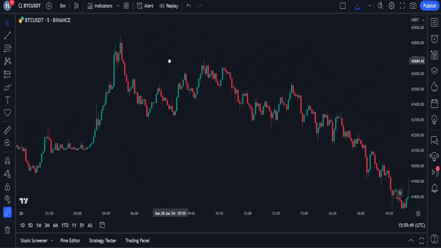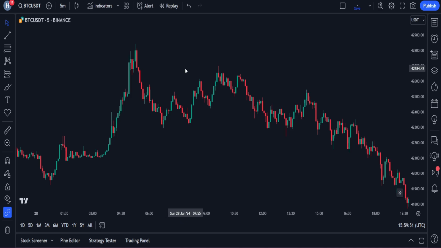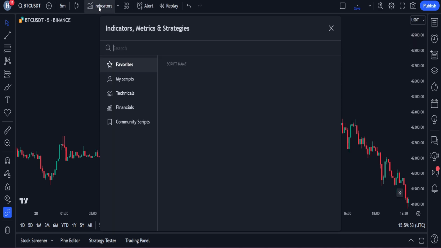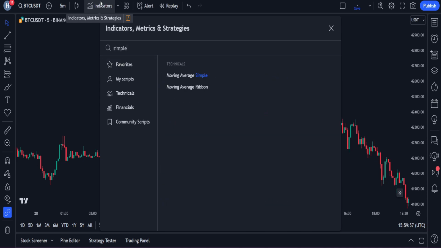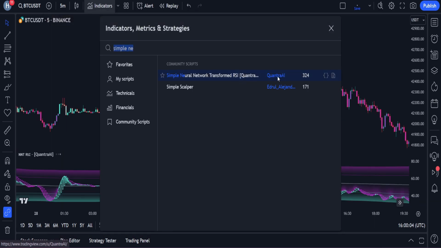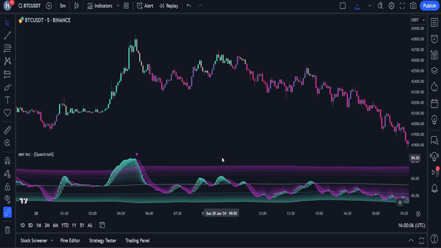So to add this amazing RSI version to our chart, we will click on the Indicators tab and search for Simple Neural Network Transformed RSI. After that, we will add this one, which is created by Quantra AI. So this is the amazing indicator I was talking about.